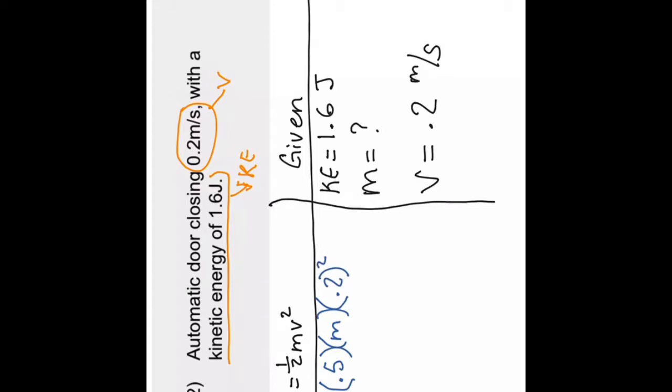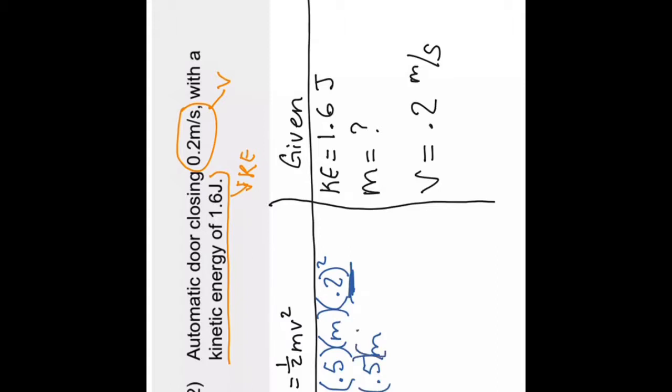Again, first things first, we're going to definitely make sure we take care of this. And I'm just going to go ahead and bring everything else down. 1.6 equals, I'm just going to make this 0.5 m, and then 2 squared is 4.